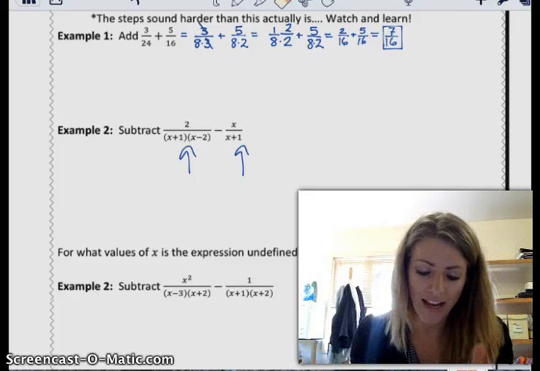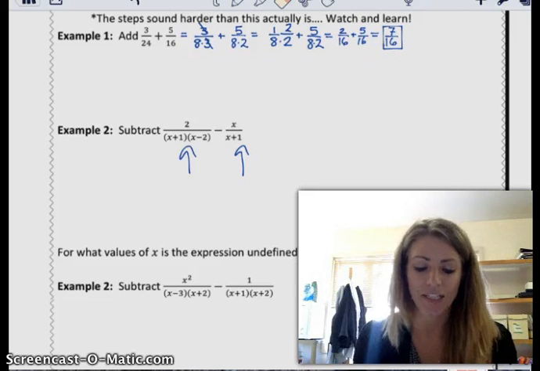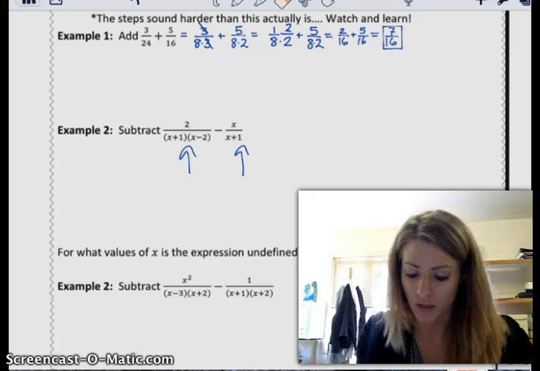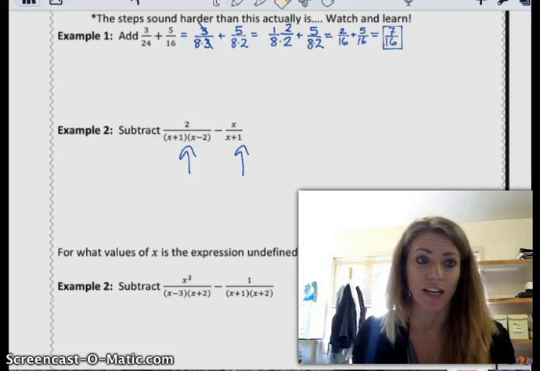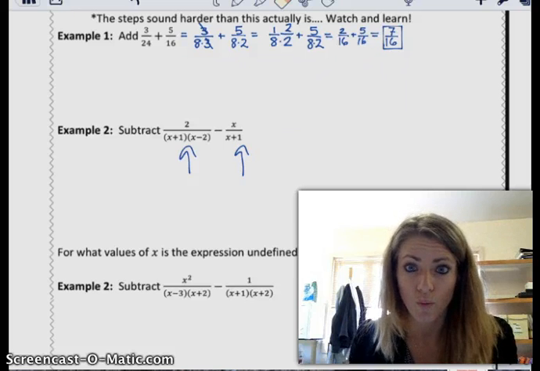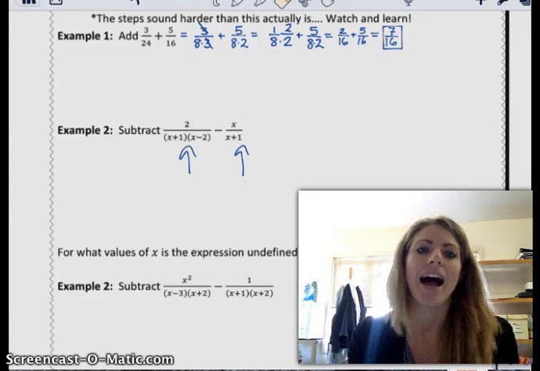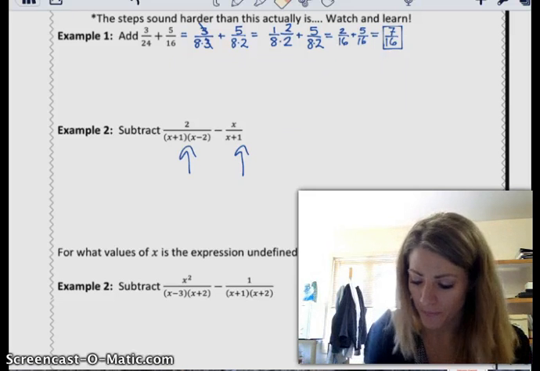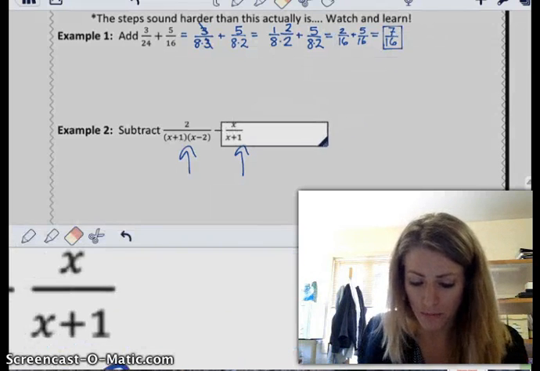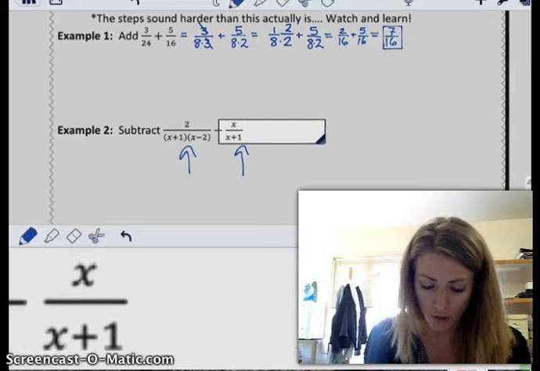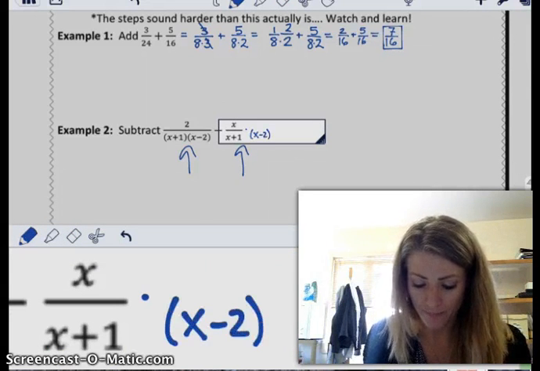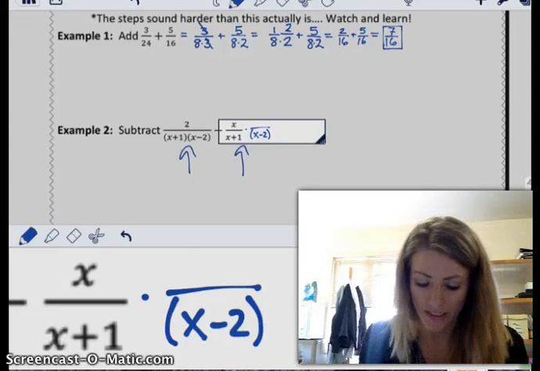So I have x over x plus 1, and I need it to be x plus 1 times x minus 2, because that's my least common denominator. So I just multiply my second fraction by x minus 2 in the denominator. But again, I can't change my fraction at all, so I have to multiply by x minus 2 over x minus 2, because then I'm just multiplying by 1 and it doesn't change anything.